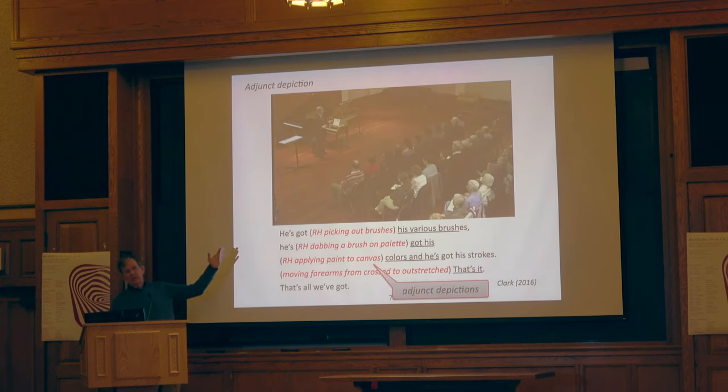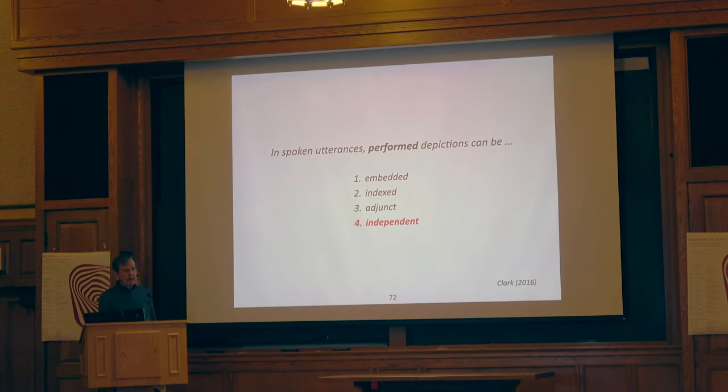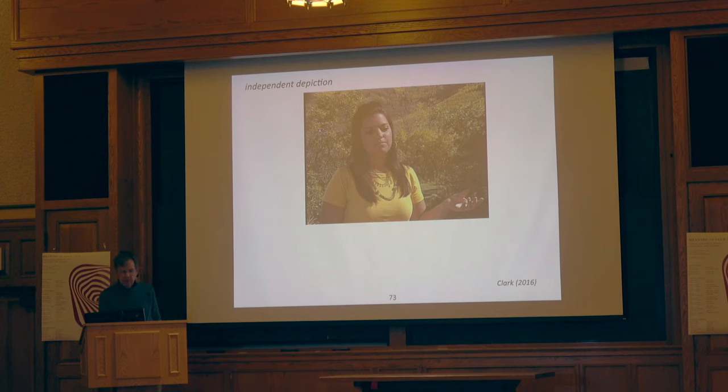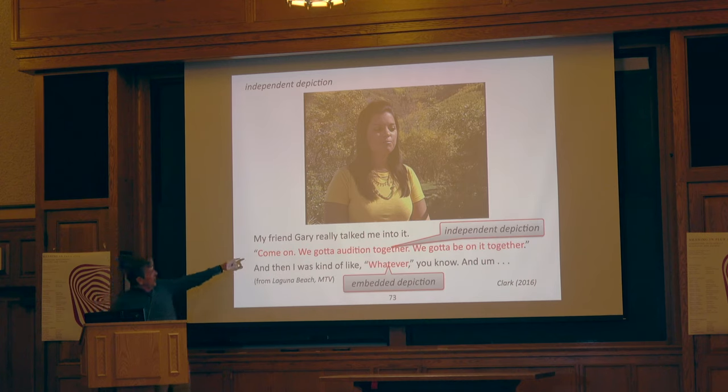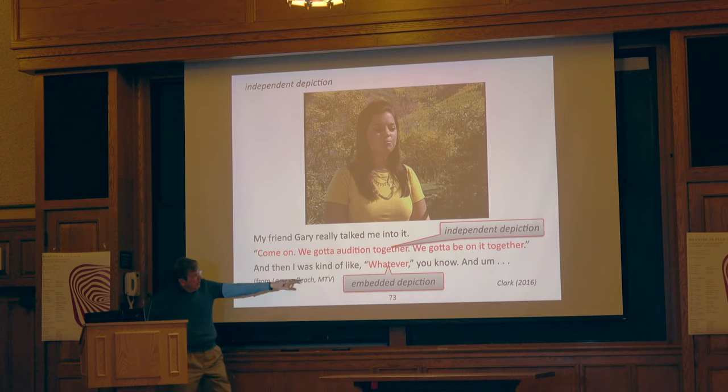So here's a bunch of these things, a bunch of gestures done with his sentences, and they all are adjunct depictions. Now, the final example has to do with what I'm going to call independent depictions. My friend Gary really talked me into it. Come on, we got to audition together, we got to be on it together. And I was kind of like, whatever, you know. And this is California here. I don't care. But notice that there is no "he said" here, whatever. She's just giving this as an independent part, the next part of her discourse. On the other hand, this is embedded. So she's treating that as an embedded part, but not the other one.